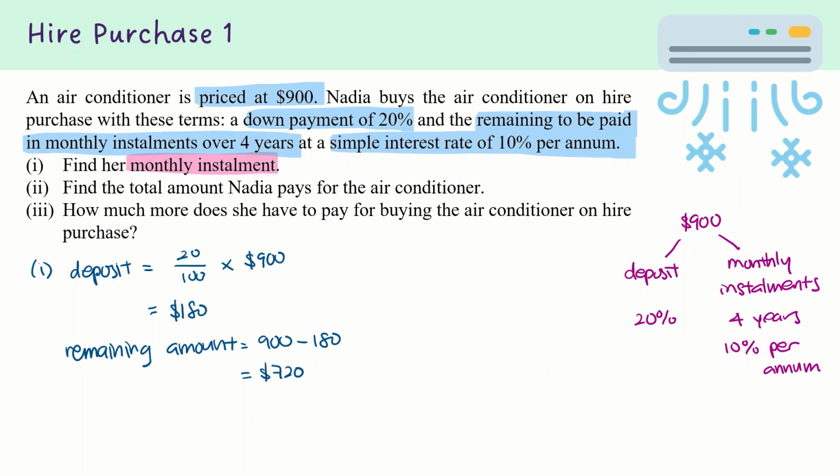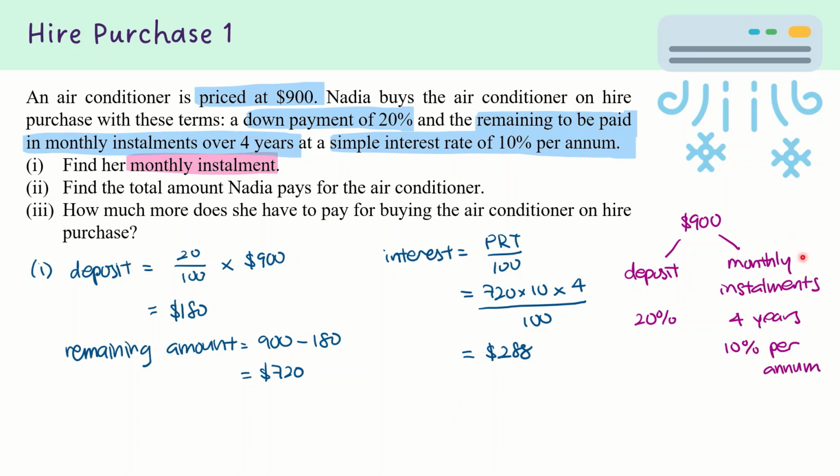So all these monthly installments over here will add up to at least $720. Now, why do I say at least? It is because there is this interest that I need to pay. So I need to calculate the interest by applying my simple interest formula, that is principal times rate times time. So the principal is $720, because that's the remaining amount, times 10%, that's the interest rate, and over 4 years as given in the question. That sums up to become $288.